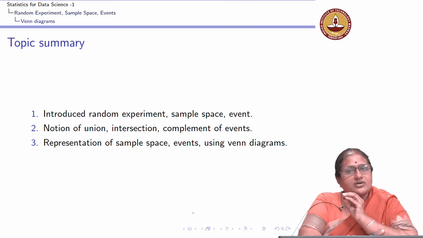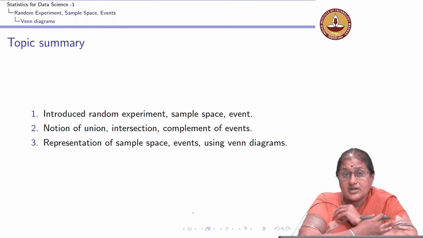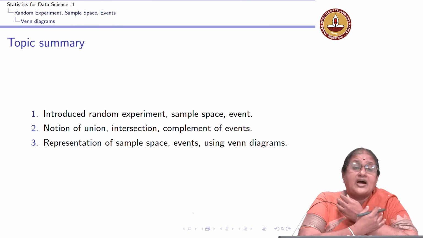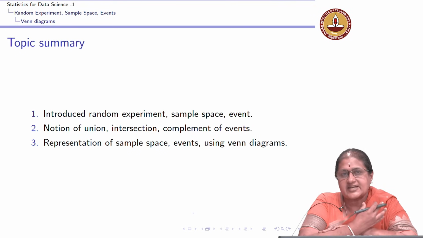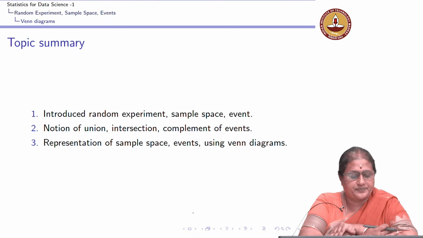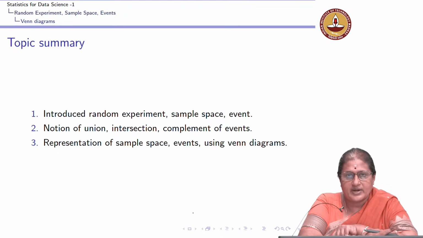A word of caution here is we are not interested only in the mathematical representation of these events as sets, but we need to understand why we are using them as sets, and we need to actually articulate the situation we are facing as these sets, as union of sets or as intersection of sets. Then finally, we looked at how we represent these sample spaces and events using Venn diagrams.